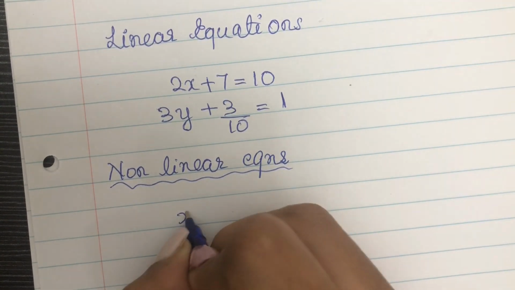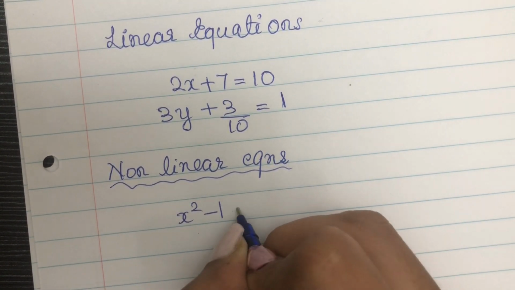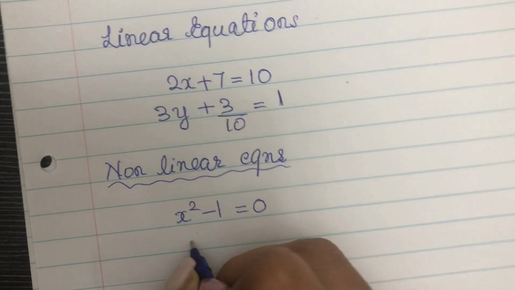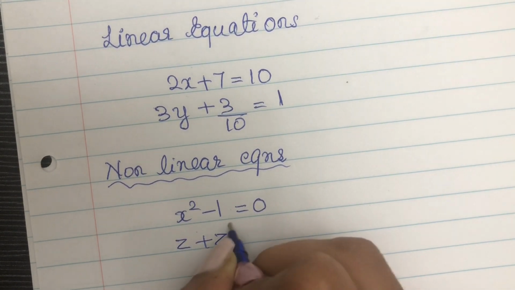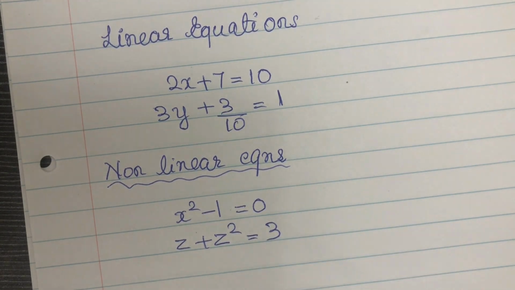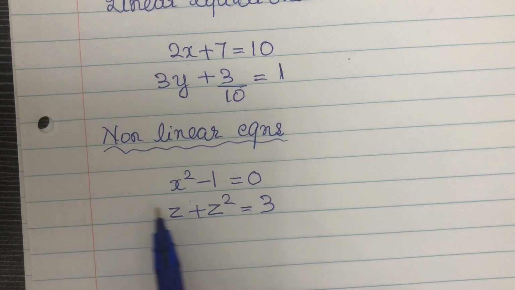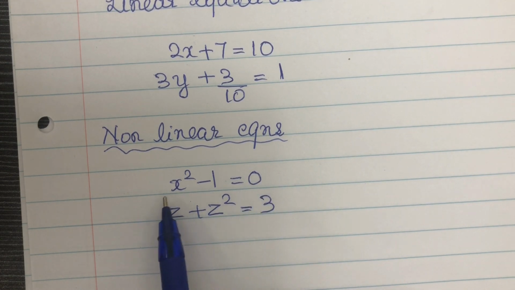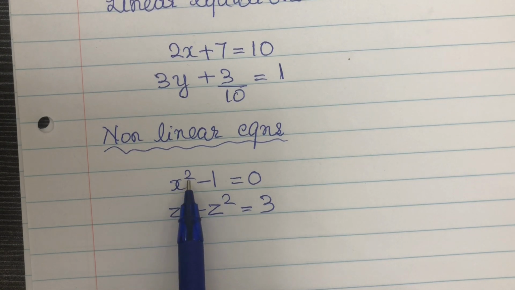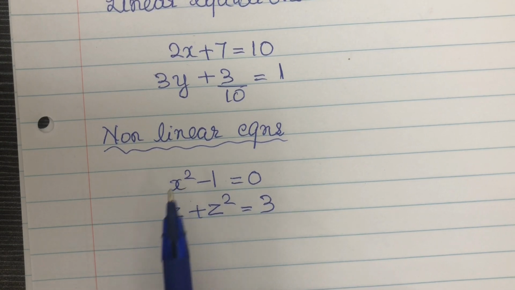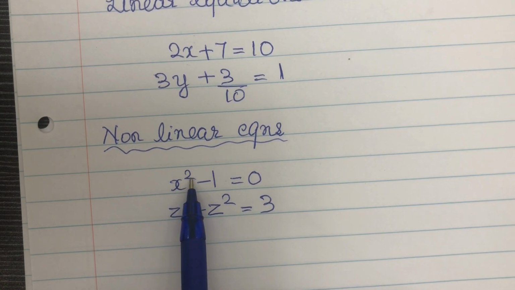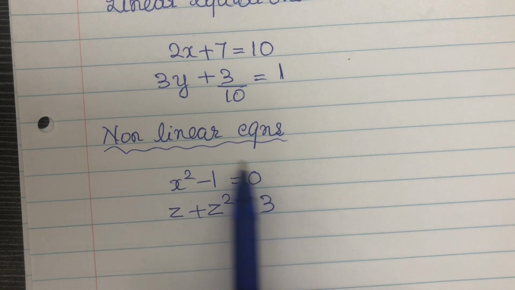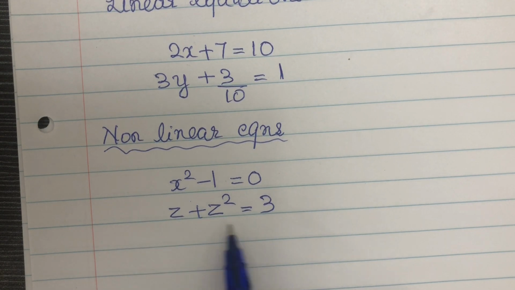For example, x square minus 1 equal to 0, or z plus z square equal to 3. So look into these equations. Here we have x square minus 1 equal to 0. So this is not a linear equation. Why? Because the highest power of the variable is not 1. Here the variable power is 2. Right? So this is not a linear equation.